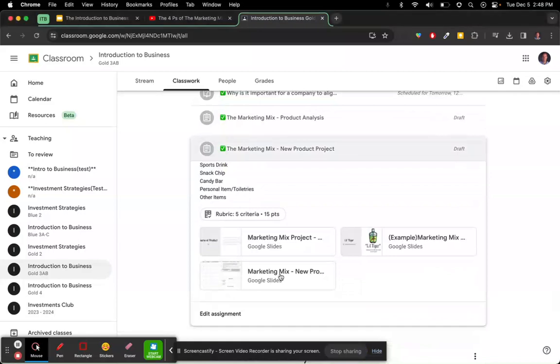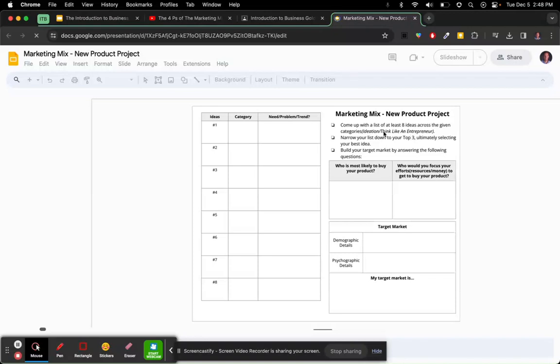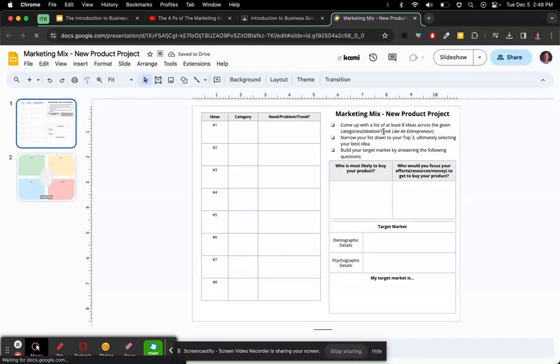All right. So, the first thing that you're going to do is work on this part of the assignment. You'll have a paper copy of this. This is the pre-work, helping you build ultimately what your new product is going to be. So the first thing you want to do is come up with at least 8 ideas across those given categories of ideation, right? So problems that need to be solved, or customers that need a problem solved, or trends that I can capitalize on. Right? And then try to come up with as many as you can. I put space for 8 on there.